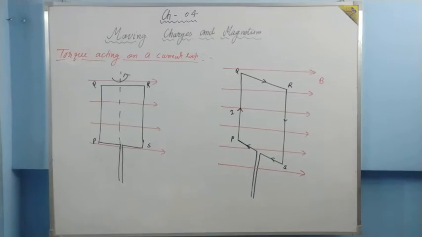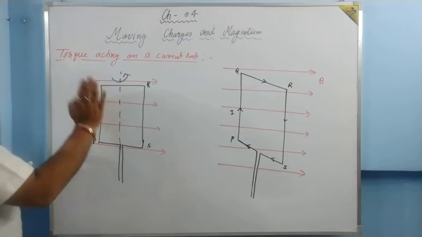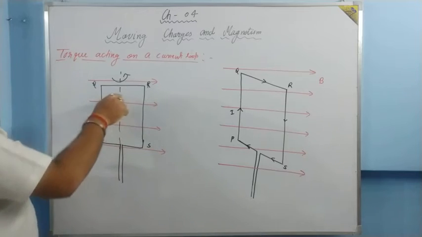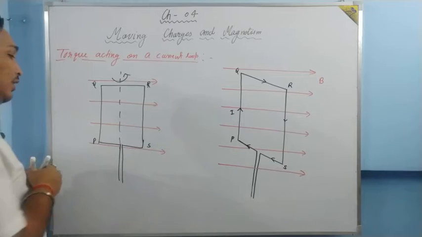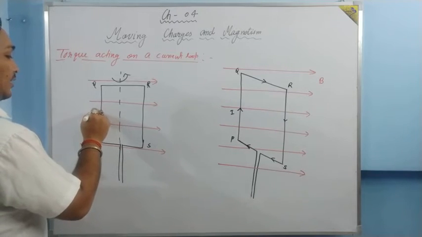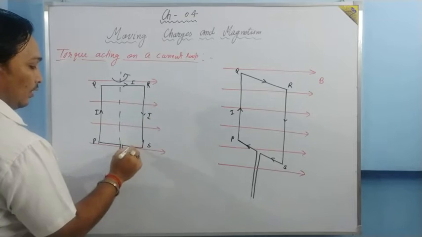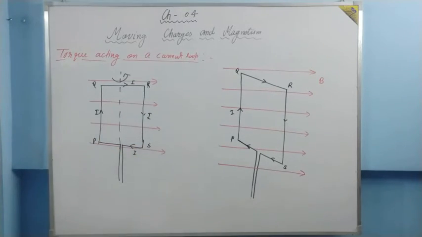Let this be the case. So the coil is kept like this in the plane, PQRS. The area vector of the coil is perpendicular, outward. In this case, if a current I is flowing through the coil like this, then what is the force acting on PQ? The force will be ILB sin theta.